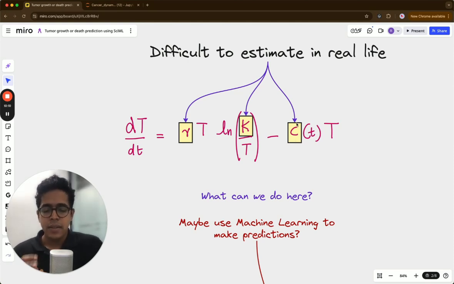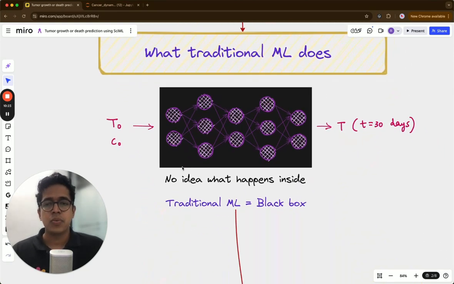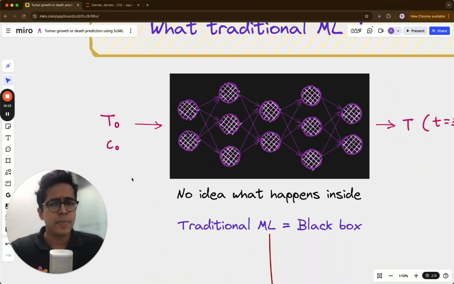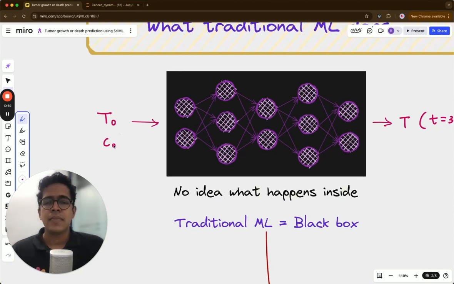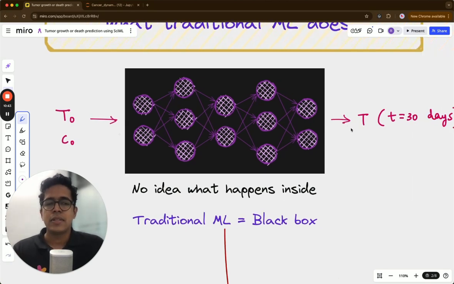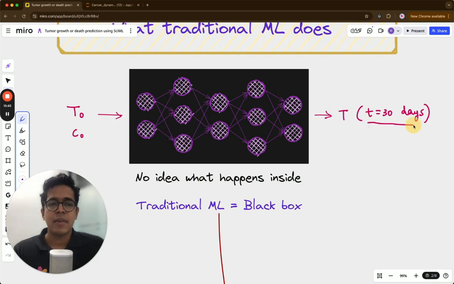So now, given this difficulty, what can we do? We can probably incorporate machine learning to make predictions. Predictions of what? Predictions of the future cancer, future tumor size. So in a traditional machine learning method, this is what we do, right? We may have a particular tumor size at the initial time point. You may have a cancer intervention rate represented by C naught. Let's say it's a constant. Then you will input these two terms into a neural network. It can be a deep neural network. And then this outputs the size of the tumor after, let's say, 1 month.